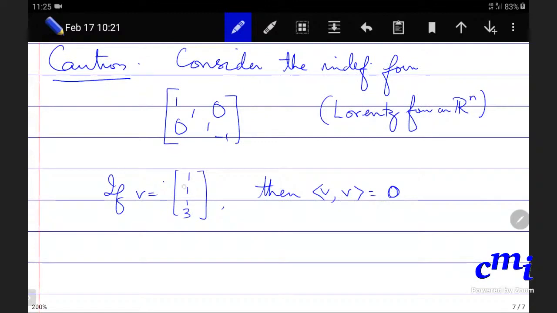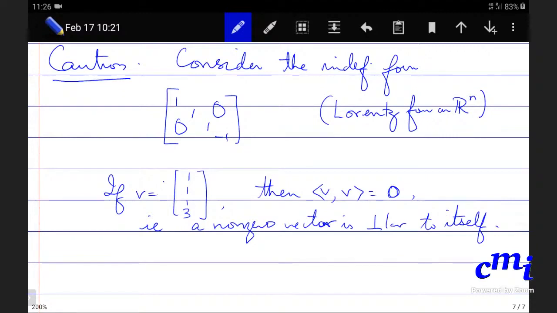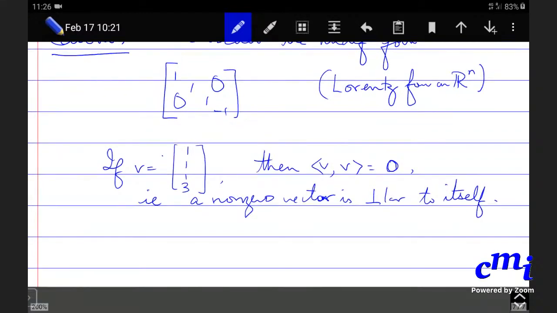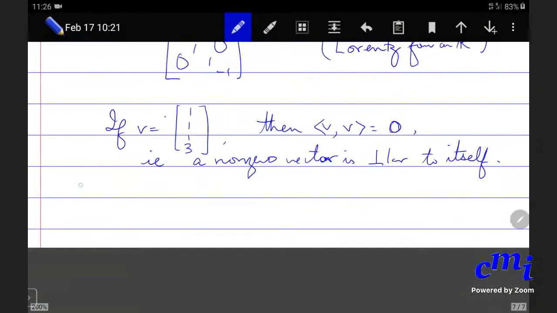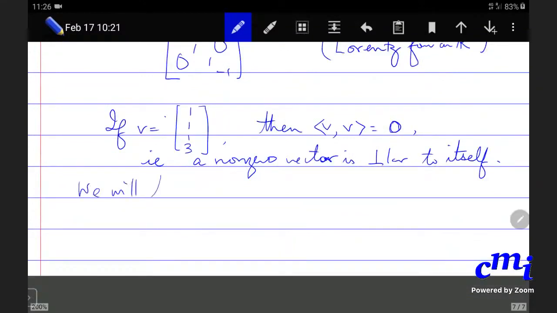In an indefinite form, a non-zero vector can be orthogonal to itself. This is okay, we will just live with it. We will take this as a definition without worrying about such weird consequences. Sir, I think the 3 should be a root 3. Root 3, yes, thank you. It should be a square root. We will live with it.